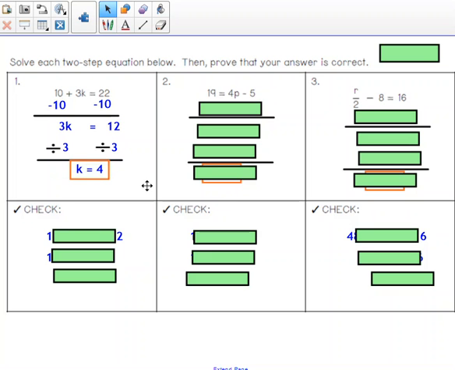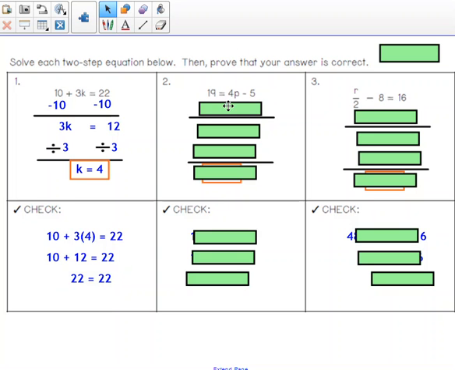Now, they do want us to check our work here, okay? So if I plug a 4 back into my problem up there, I'm really solving this. 10 plus 3 times 4. Again, that was 3k. Well, we're trying to prove that k is 4, so this would be 3 times 4. And we want it to equal 22. Well, if I solve this, that would be 10 plus 12, which I know is equal to 22. So yes, my solution checks out just fine. If it didn't, then something was wrong and I want to go back and figure out my error.